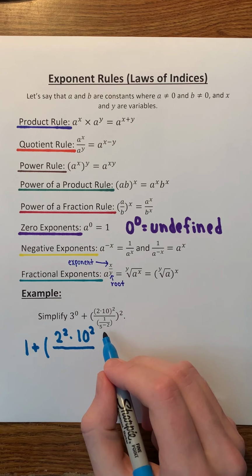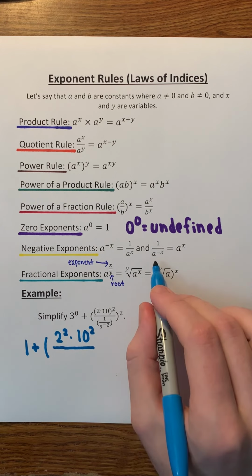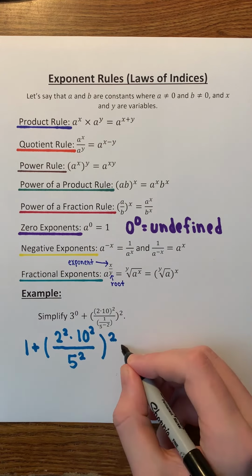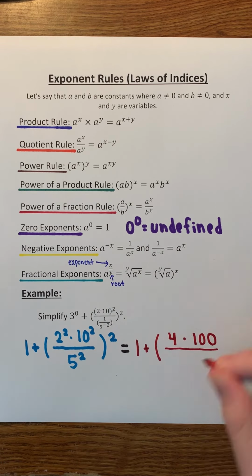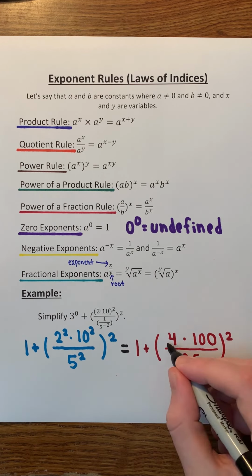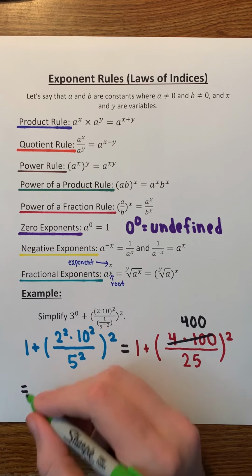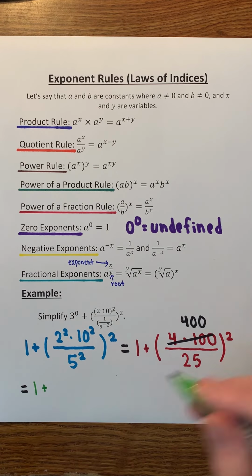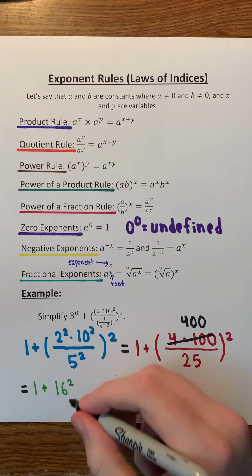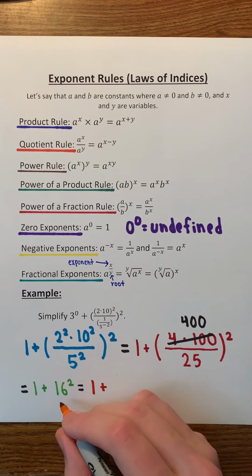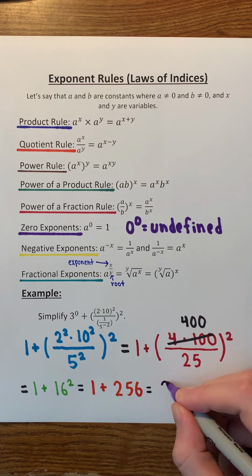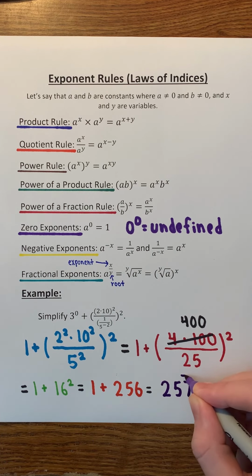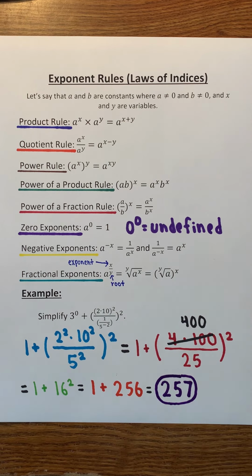In the denominator, we have 1 over 5 to the power of negative 2, which is the same thing as 5 squared. 2 squared is 4, 10 squared is 100, and 5 squared is 25. 4 times 100 is just 400. And 400 over 25 is just 16. 16 squared is 256. Lastly, 1 plus 256 is 257. So, 257 must be the result.